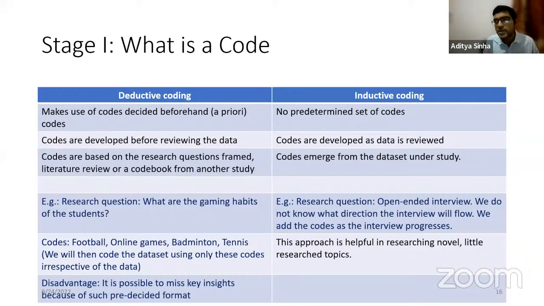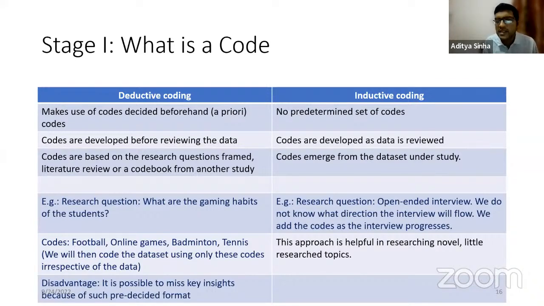Suppose you are making use of some theory, and you will see what are the possible codes that the theory has provided you, and then you will try to fit those codes in the interview that you conduct with the students. So this is a type of deductive coding. This is what is meant by deductive coding, if you already have a code book in your mind.